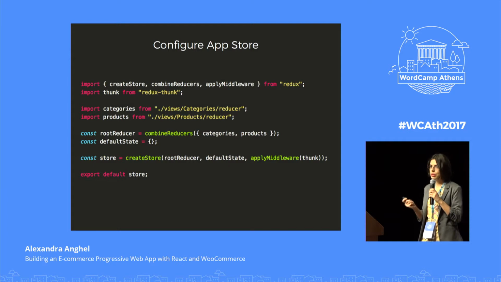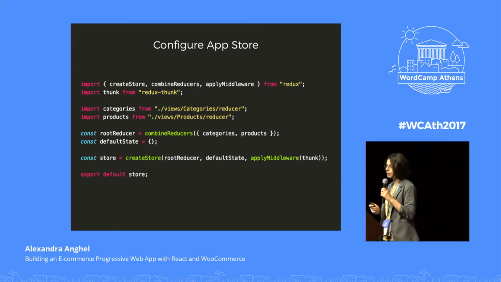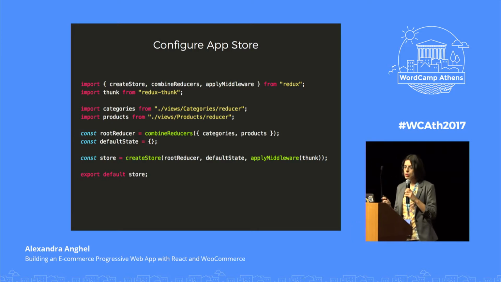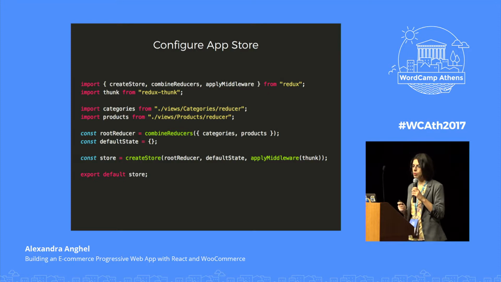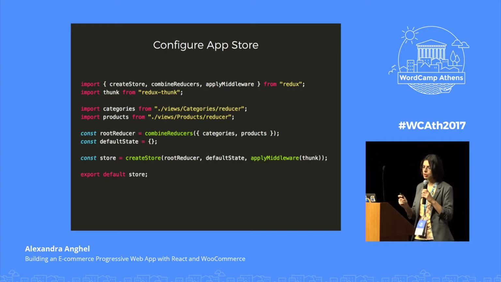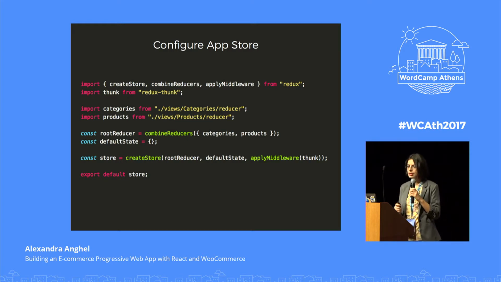The first thing that we need to do is to create a link between our application and the app store that is managed by Redux. And we do this by using the combineReducers method from Redux. In this example, the app store is composed of a list of categories and a list of products that are merged together by using the combineReducers method.